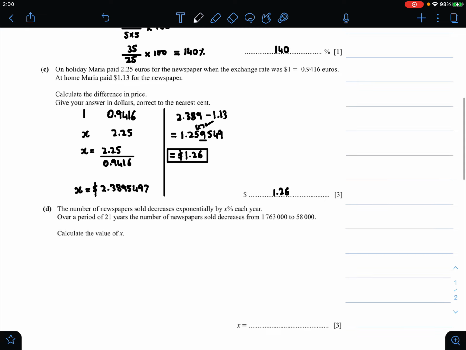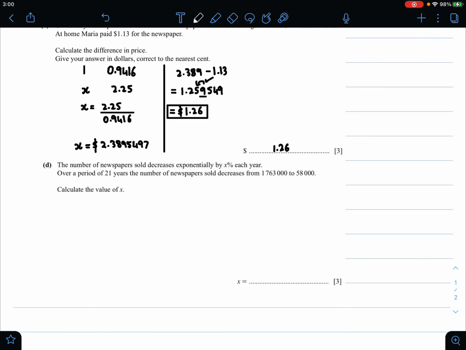Now let's move to part D. For part D, they are telling us that the number of newspapers sold decreases exponentially. Whenever they use the term exponentially, it should strike you that it is a compound interest question, but in this case it decreases. So in the formula, where the part of the formula is 1 plus r by 100, you will use the formula as 1 minus r by 100. Therefore let's use the formula now.